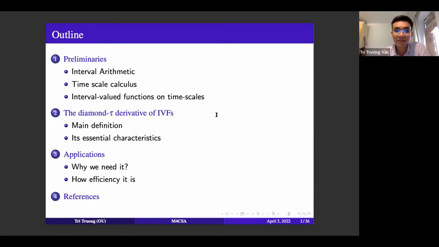Okay, and here is my outline. I will talk about time scale calculus and interval-valued functions on time scales. Sections 2 and 3 are my main part, about the diamond derivative for interval-valued functions and its application. In this talk, we will answer two questions. The first one: why do we need these concepts? And the second: how efficient are they?